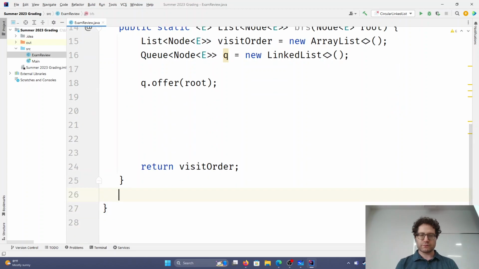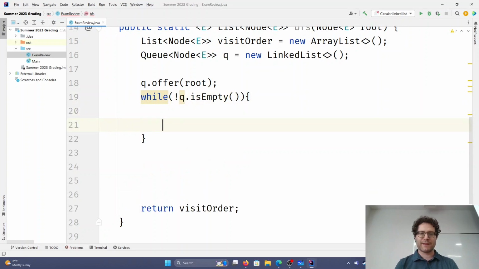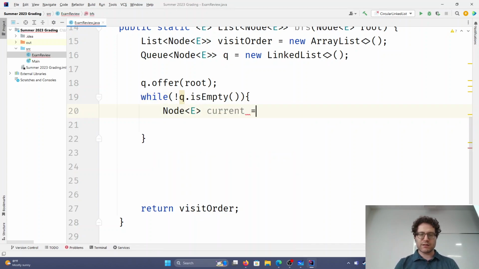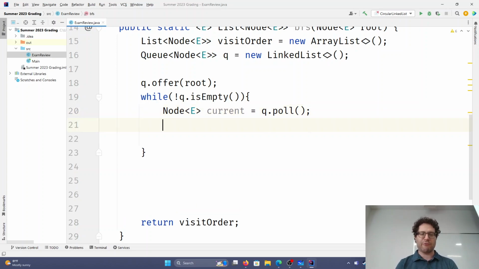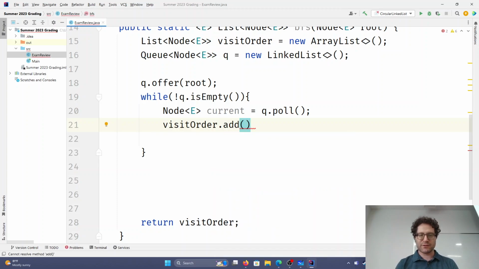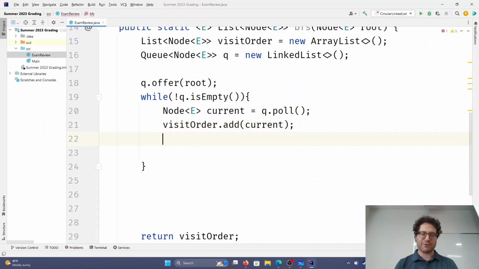So, while q.isEmpty is false. While we still have stuff in the queue, that means we still have stuff to visit and process. So then I will say node E current is equal to q.poll. Q.poll is how we get the top thing out of the queue. Visit order.add current. If we cared about the items, it would be current.item instead.